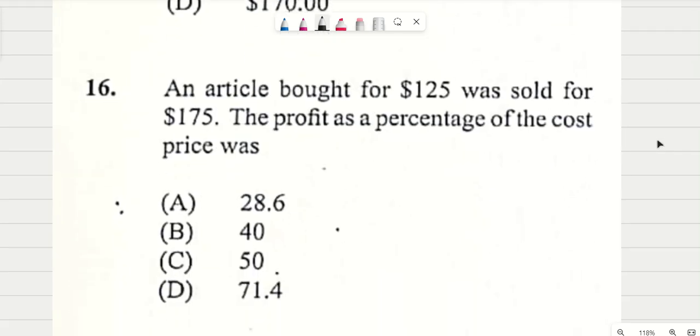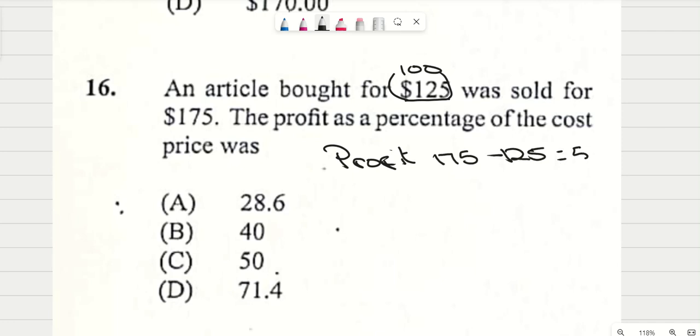An article bought for $125 was sold for $175. The profit as a percentage of the cost price was. Now, first off, this is your original percent, so this is 100%, right? Your profit, if you bought something for $125 and sold it for $175, would be $175 minus $125, which is equal to 50.